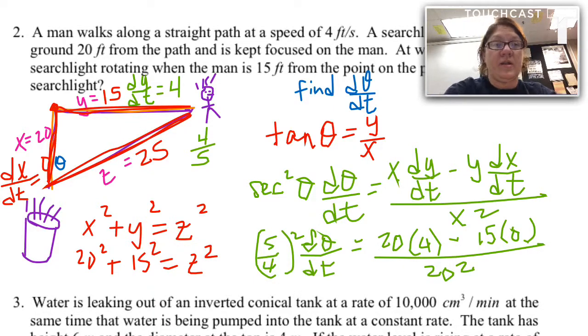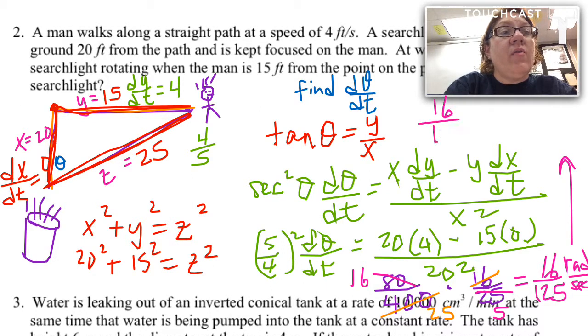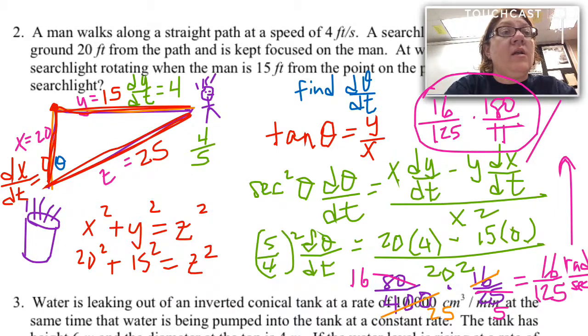Okay, so pause, see if you can work that all out and get d theta dt by itself. So hopefully you got 16 over 125. Remember, this is theta, so that answer's in radians. If I want to convert it into degrees, remember I have to multiply by 180 over pi. So that'll change my answer into degrees per second as opposed to radians per second.